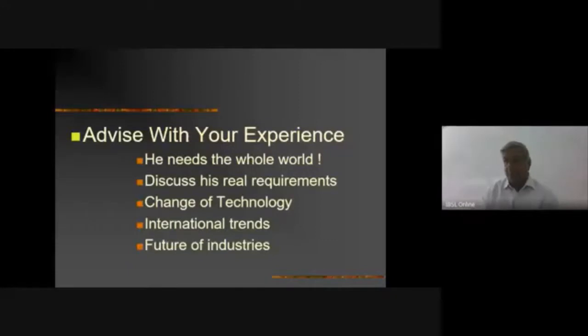Then there is change of technology. Sometimes they need to change technology, and they need to know international trends. If they are in the exporting business, they may be importing raw materials and other things. You would have seen so many customers in different sectors and businesses, so you can advise him. At the same time, you are in a better position, and that knowledge is also beneficial to you. So international trends and the future of their industries are things you can advise on.